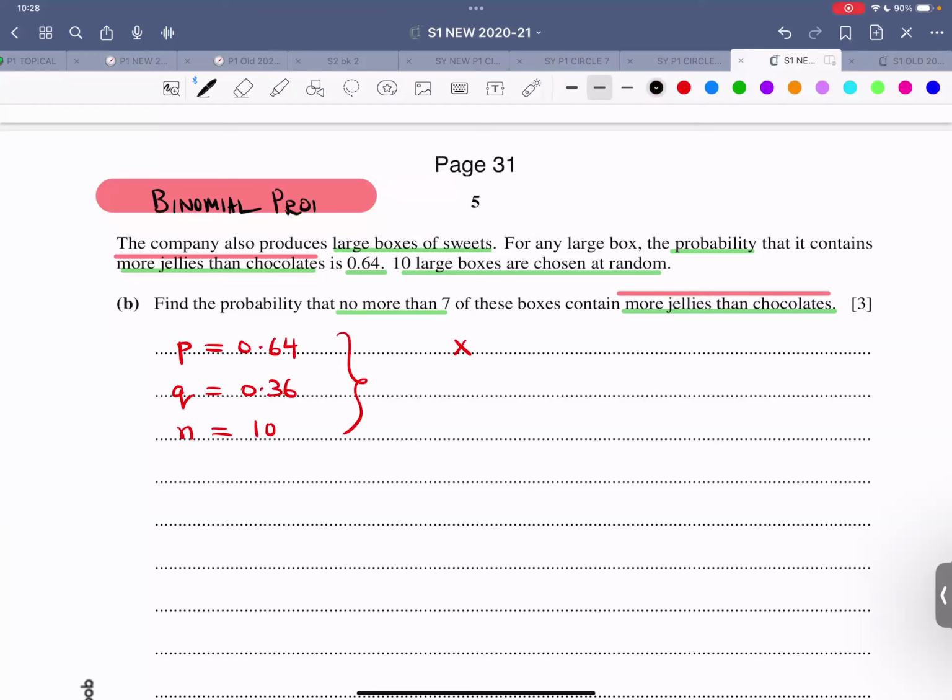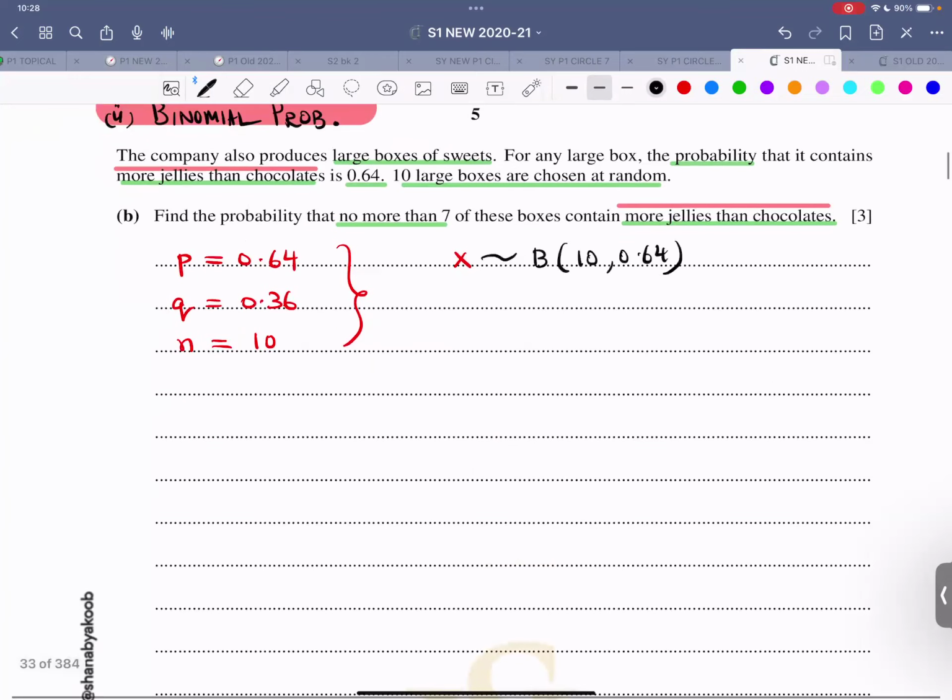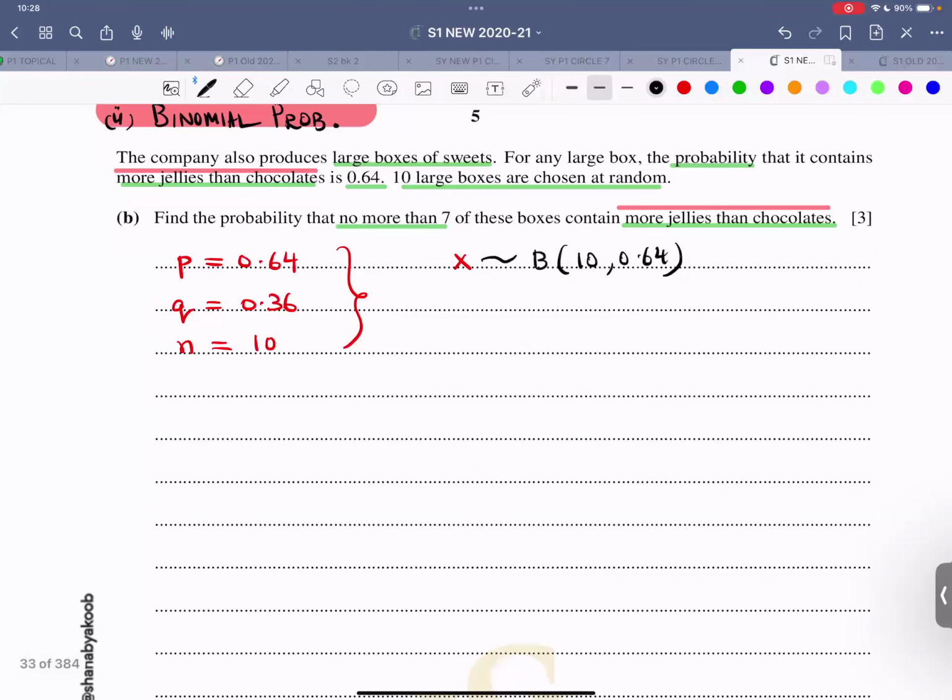Of course, it's part of DRV, but it has got its own personality, its own identity. So yes, it's part of DRV, but the second part is technically binomial. So X follows a binomial distribution 10, 0.64, no more than 7. That means 7 is included, at most 7. So let me write in this word with which we are more familiar, at most 7. So probability X is less than or equal to 7.